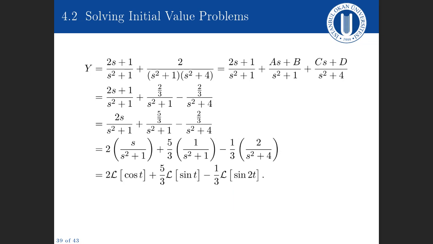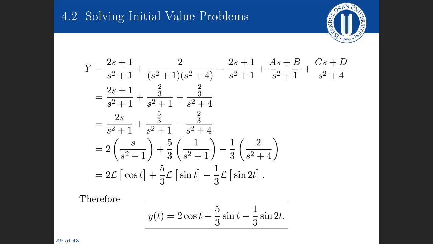So what do we have? We have 2 multiplied by the Laplace transform of cos t, plus 5/3 multiplied by the Laplace transform of sin t, minus 1/3 multiplied by the Laplace transform of sin 2t. And as soon as we know that, we know the answer to this problem must be small y = 2 cos t + 5/3 sin t − 1/3 sin 2t.